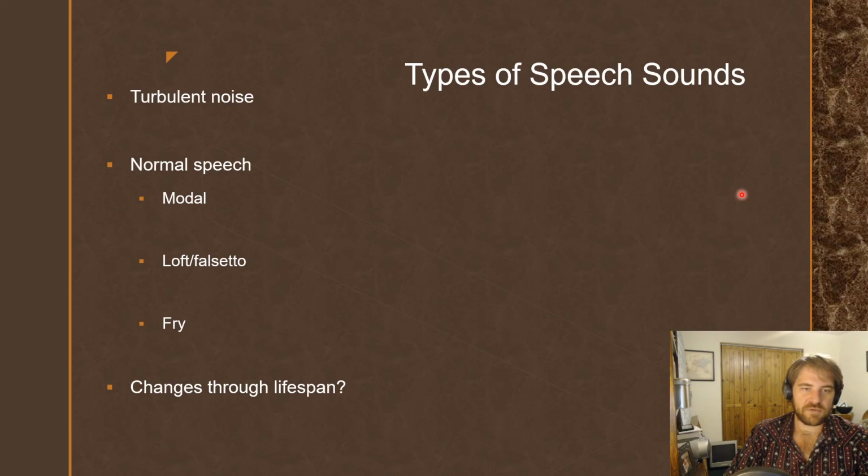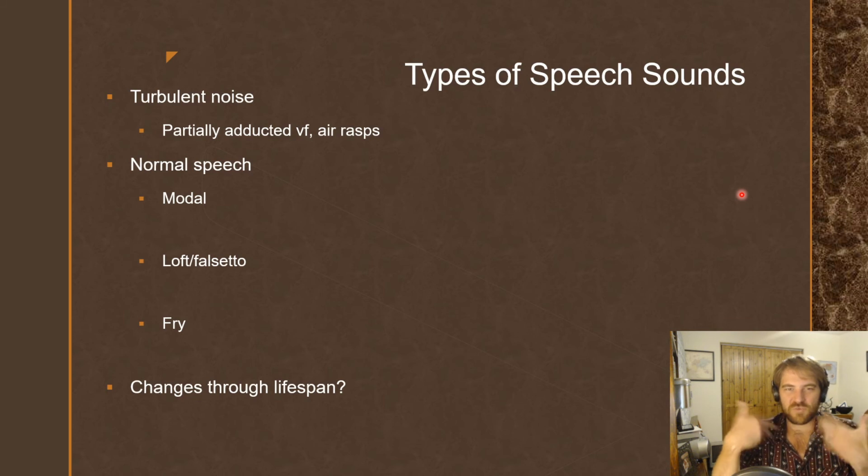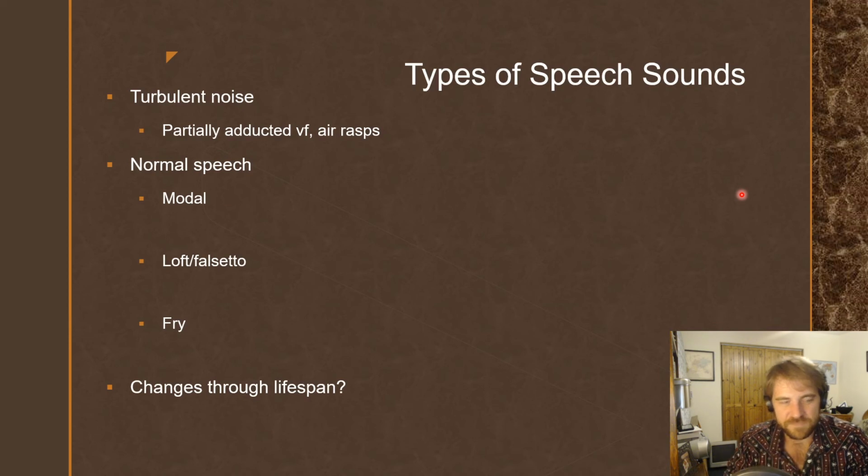Okay, let's talk about types of speech sounds. What's turbulent noise? Well, in this case, we have partially adducted vocal folds, which kind of causes the air to rasp around in there. Like that. You can kind of hear it. We talked about the lady with the abductor spasmodic dysphonia today. And so her vocal folds would open a little bit, not all the way, and so you'd get a little bit of this turbulent noise while she's speaking. So, hi, kind of like that. It's really hard to imitate these things.